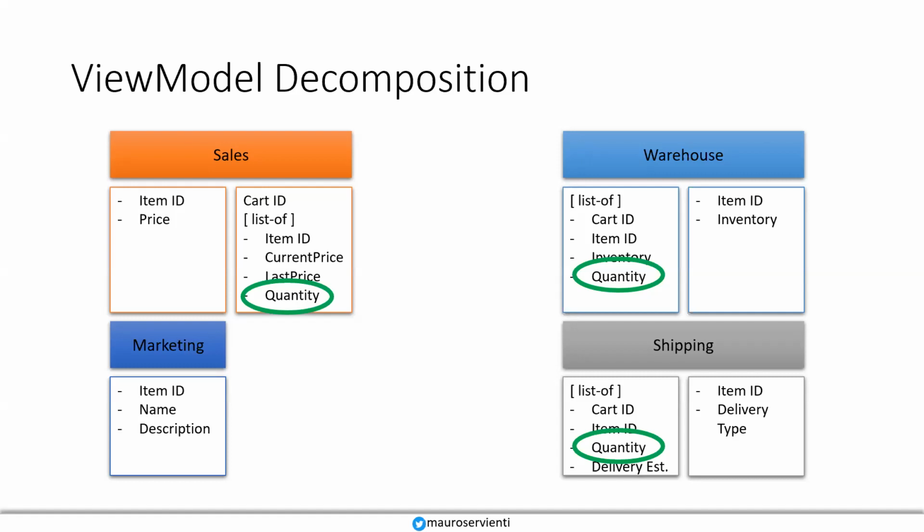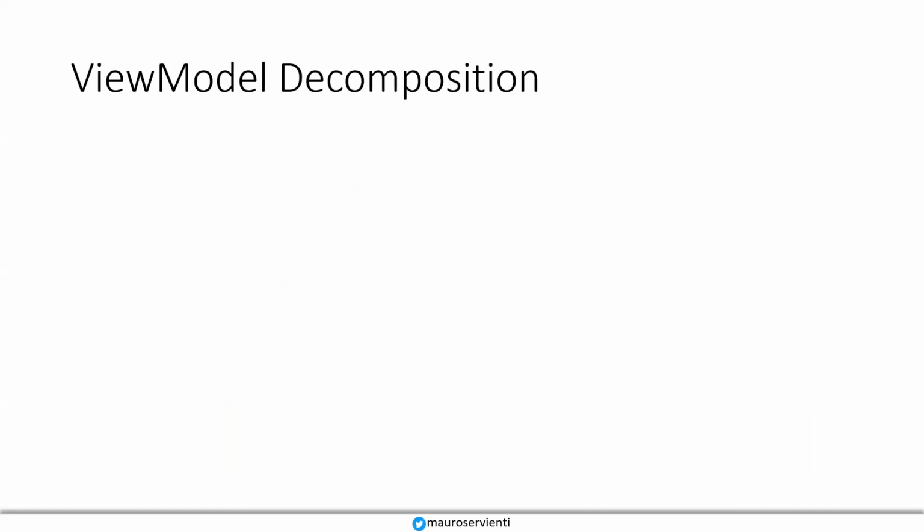And this is a very simple case. We might have a much more complex form where some of the data on the form goes to one service, some other data goes to another service, and some other data goes to a third service. So it can be even much more complex than a very simple piece of data like the quantity. In this case, we usually talk about view model decomposition, the opposite of composition. And it works like this.